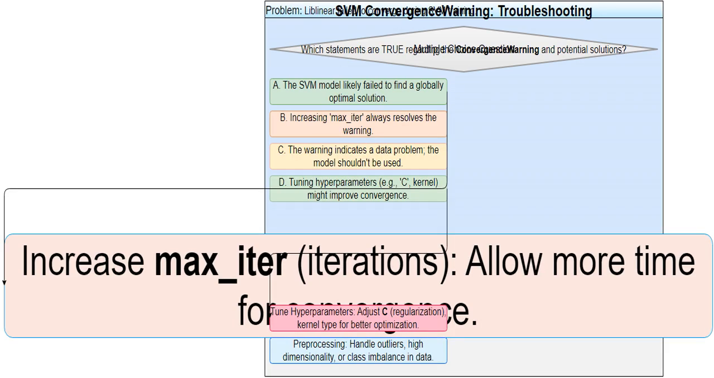The C parameter regularizes the model, balancing the fit to the training data against the simplicity of the decision boundary. The kernel dictates how the algorithm maps the data into higher dimensions to find a separating hyperplane. Experimenting with different values and types can significantly impact convergence behavior.